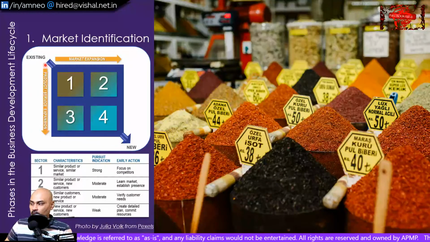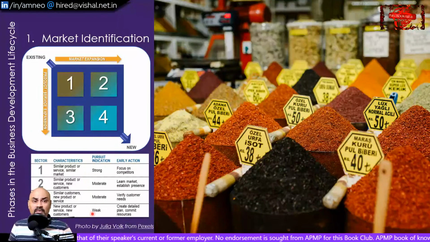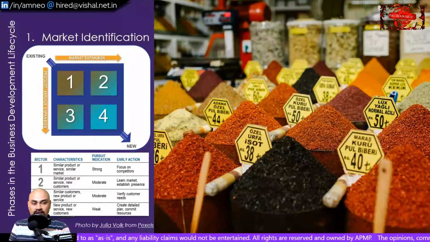So the more you move away from this and you come into quadrant number 4, wherein you are bringing up new products or services and you're capturing new customers as well, the pursuit indication would be very weak at that time, and you will be creating a detailed plan and you will be committing resources to it. So your internal team, your bid team, needs to be very strong at that time. You cannot always use your boilerplate replies to your RFPs, request for proposal. You need to change them as per the requirement of the client or the end user.